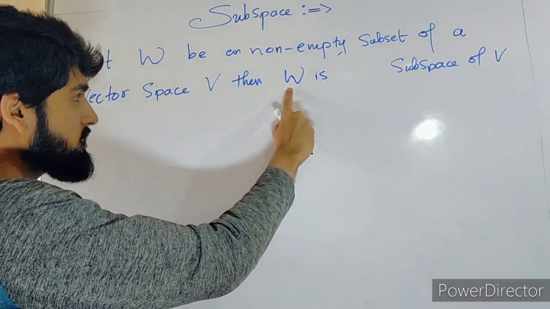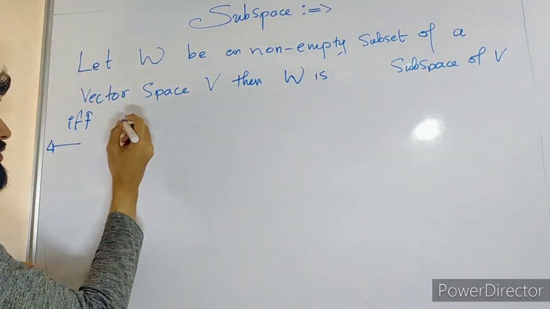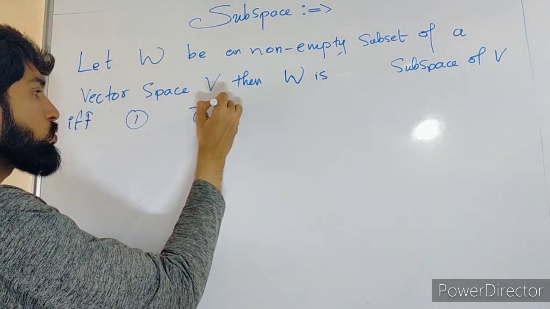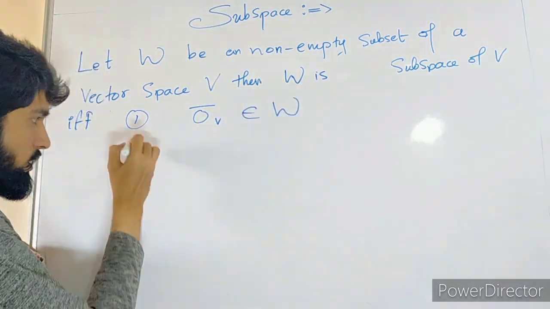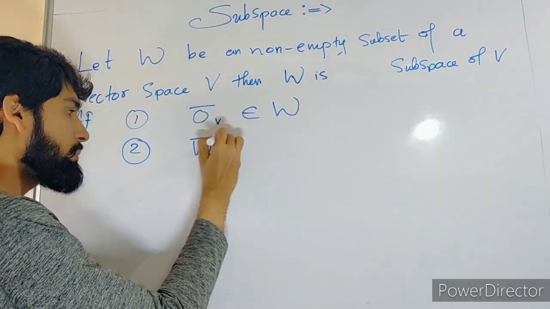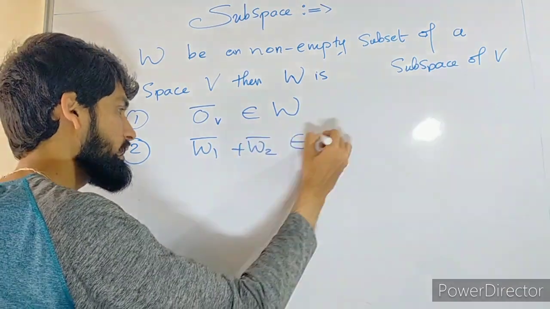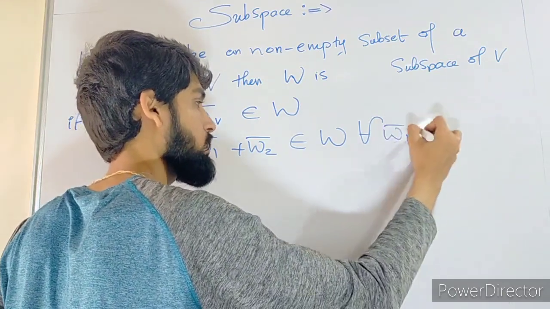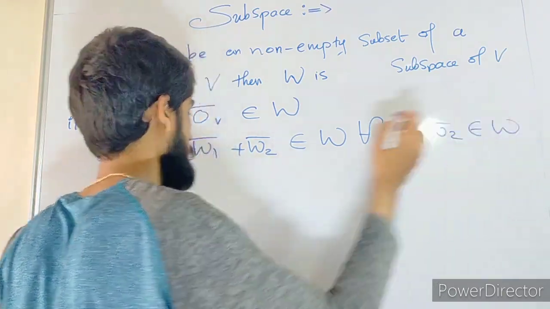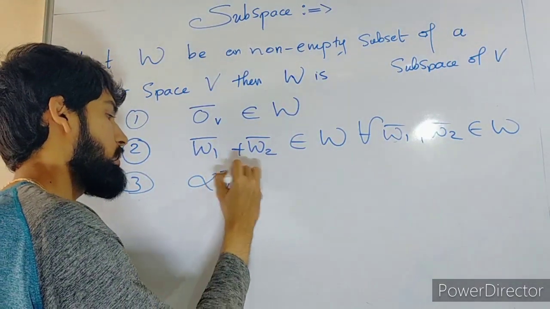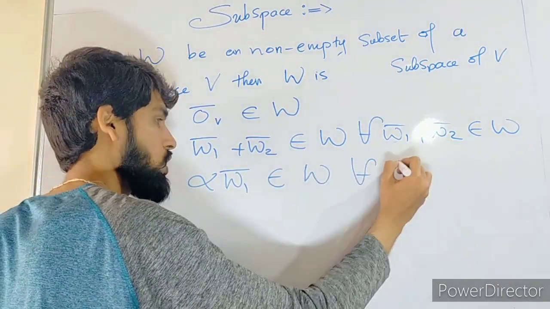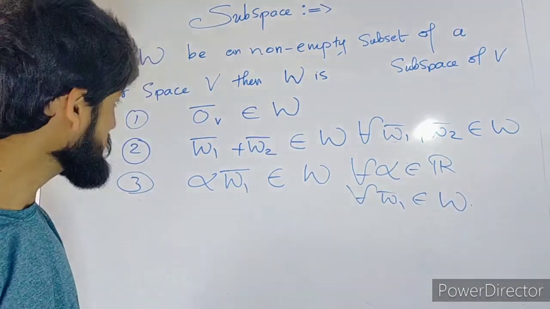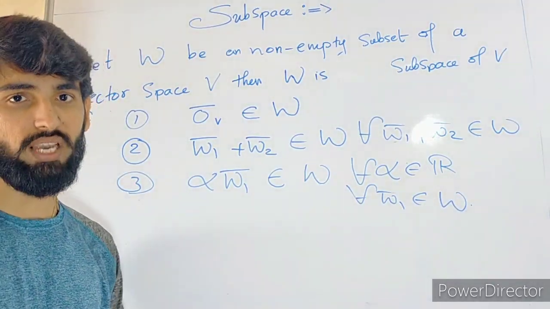What we say is W is a subspace of V if and only if it satisfies 3 conditions. The first condition is that 0 must be an element of W. The second is that W1 bar plus W2 bar must be an element of W for all W1 bar, W2 bar elements of W. The third one is alpha W1 bar is an element of W for all alpha inside R and for all W1 bar inside W. So this is nothing but the third theorem of the same kind.